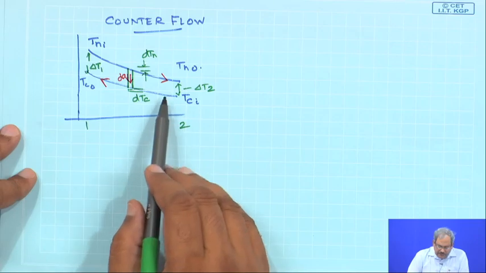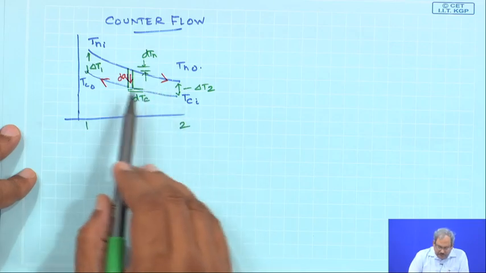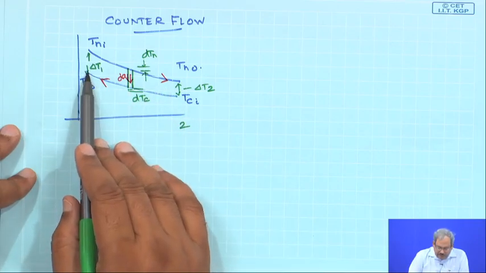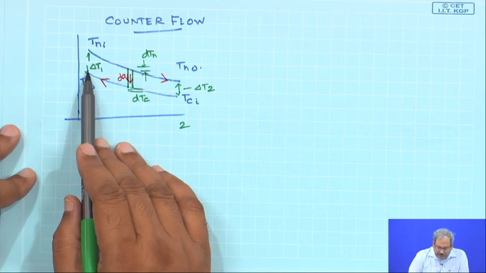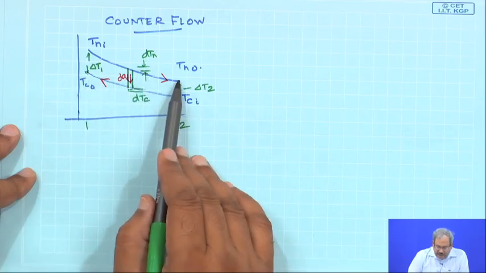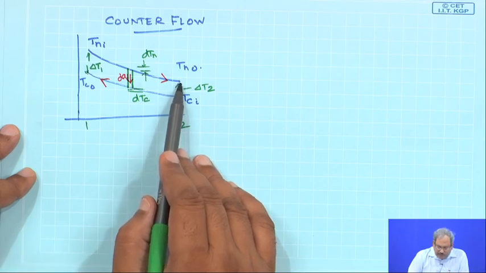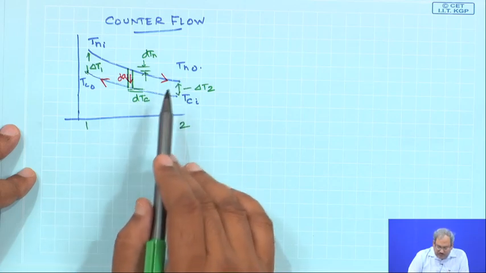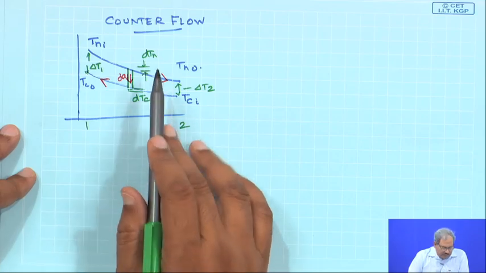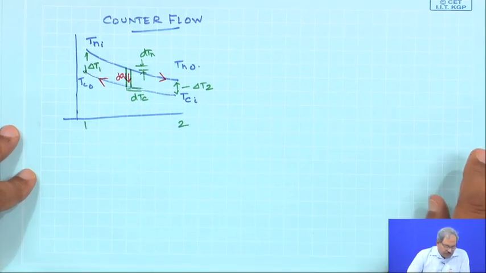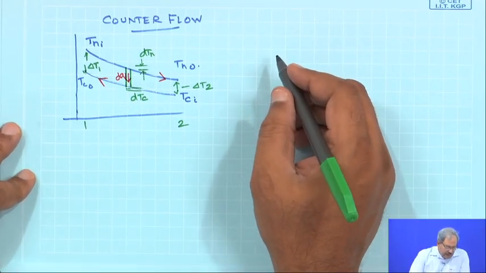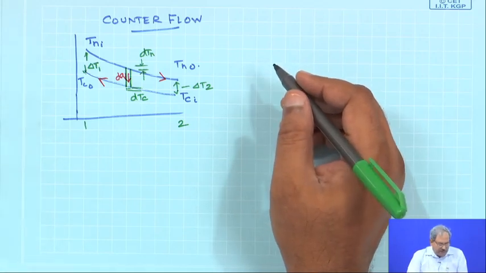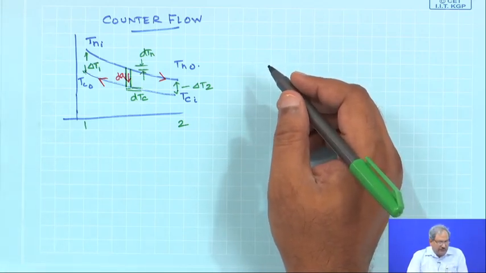Note that in the case of counter flow heat exchanger, the outlet temperature of the cold fluid can exceed the outlet temperature of the hot fluid, which was not possible for the case of parallel flow. So, that is a specific advantage characteristic of counter flow.